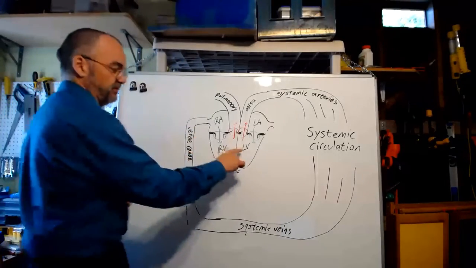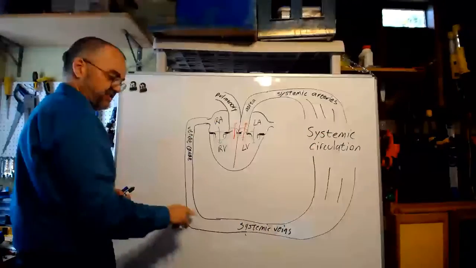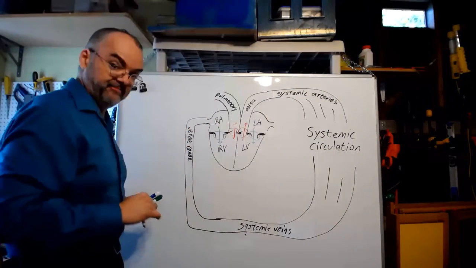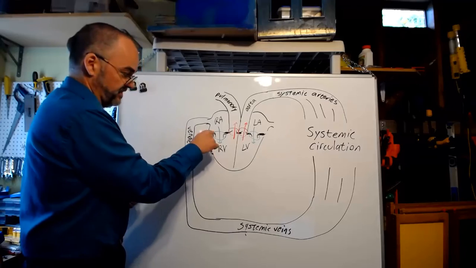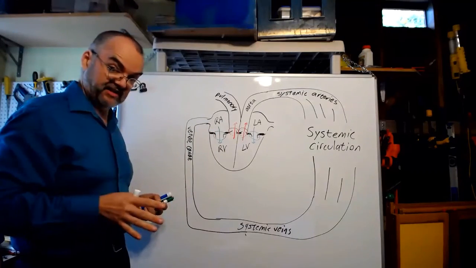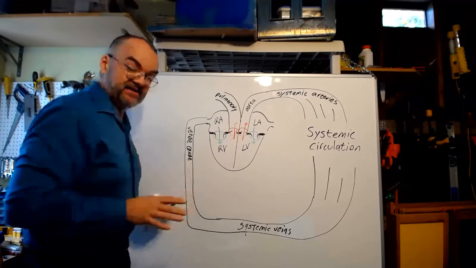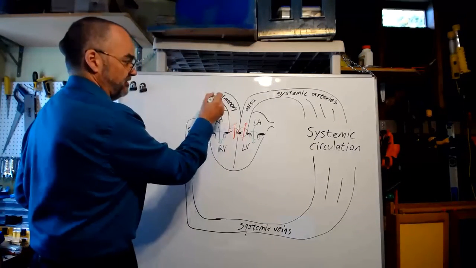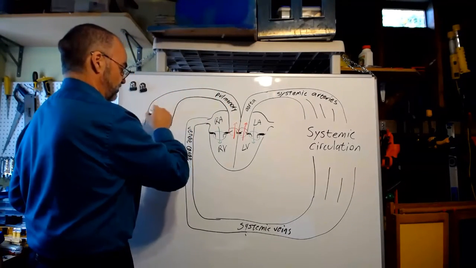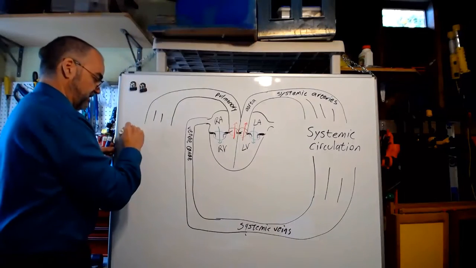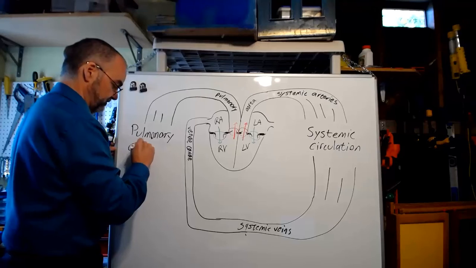So blood going from the left ventricle goes to the systemic arteries, to the systemic circulation, comes back on the systemic veins, to the right atrium. The right atrium passes that blood to the right ventricle through the right atrioventricular or tricuspid valve. The right ventricle passes that blood out through the right semilunar or pulmonary valve into the pulmonary arteries, which are going to lead to the other branch of the circulatory system, which we call the pulmonary circulation.